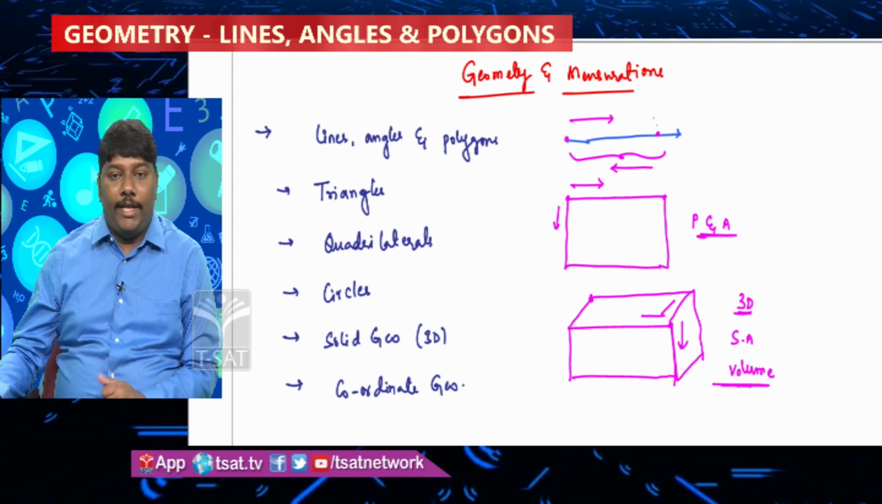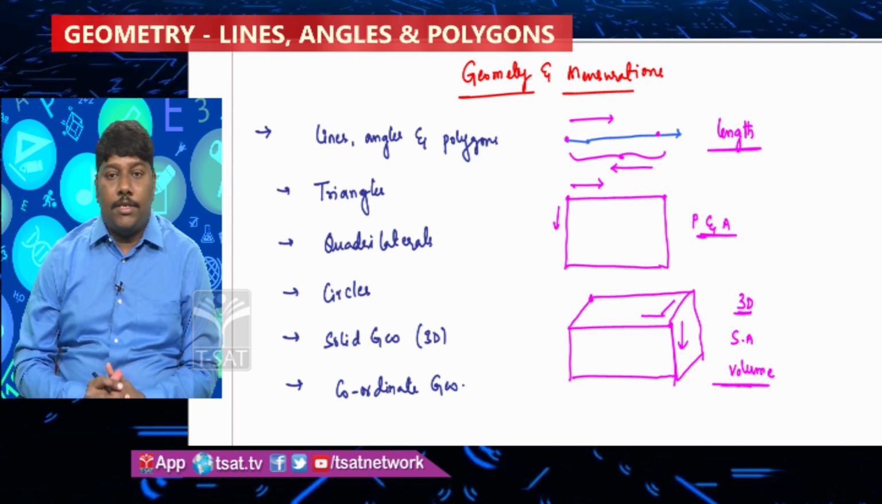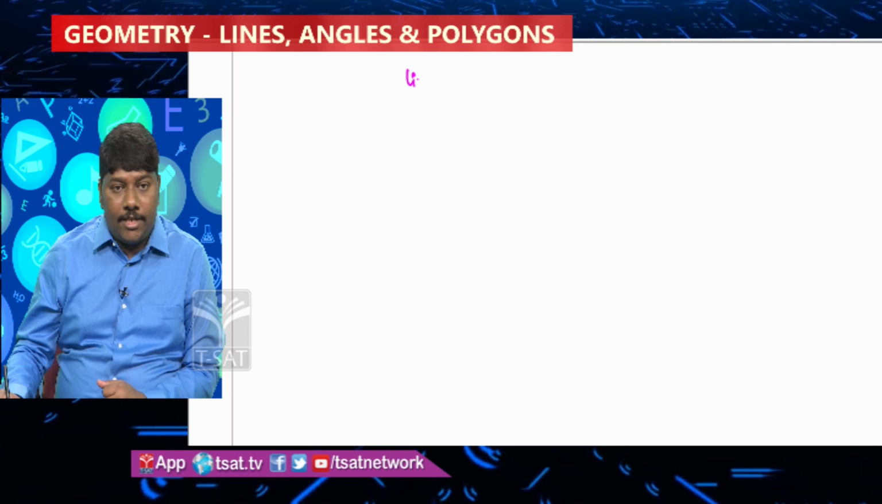So when I say only length, I am talking about unidimensional or single dimensional figures. When I am talking about perimeter and area, I am talking about two-dimensional figures. When I am talking about volumes and surface area, I am talking about three-dimensional figures. So first we will start with the unidimensional figures, that is lines. Lines, angles and polygons.